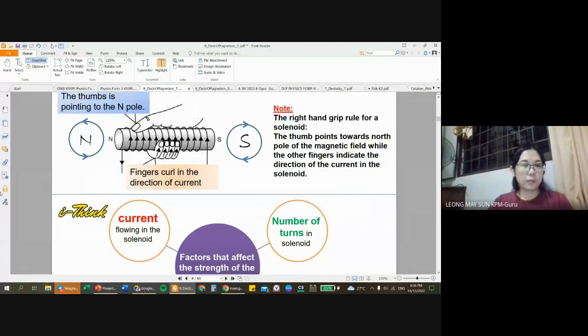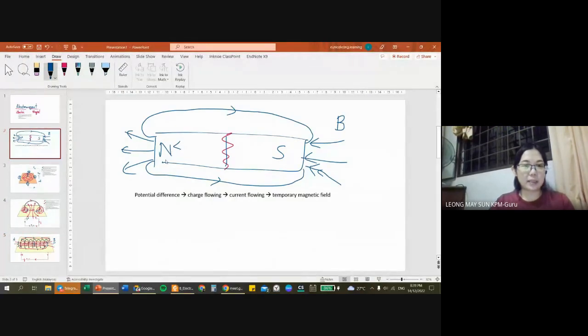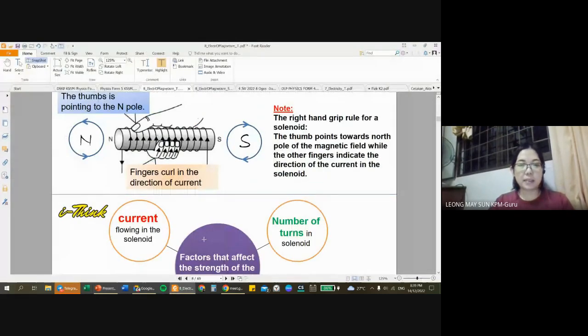Okay. So you do have to remember that the magnetic field will always exit from the north pole entering the south pole, like this. All right, it will exit from the north pole entering the south pole. Okay, so that is the basic of electromagnet.